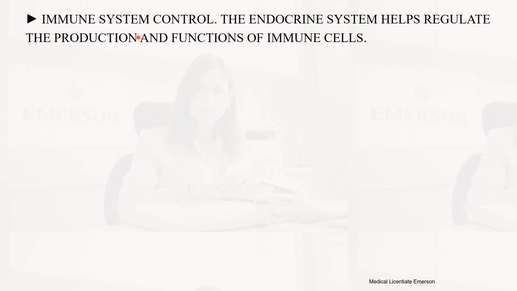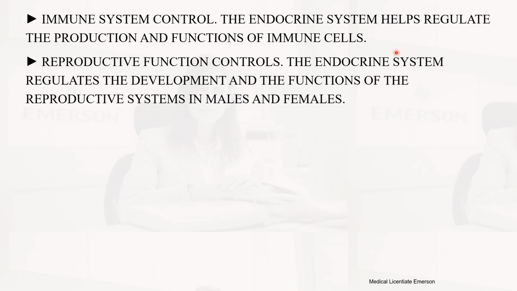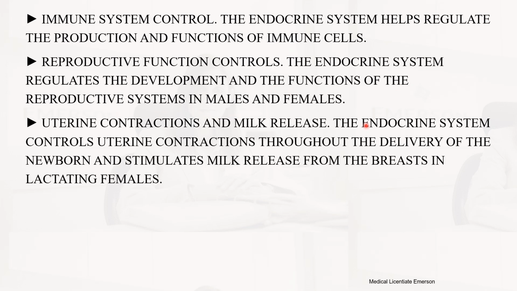Then the other functions which we didn't mention previously is the immune system control. Then we all know that the endocrine system helps regulate the production and functions in immune systems. Then the other function is reproductive function control. So the endocrine system regulates the development and functions of the reproductive systems in males and females.